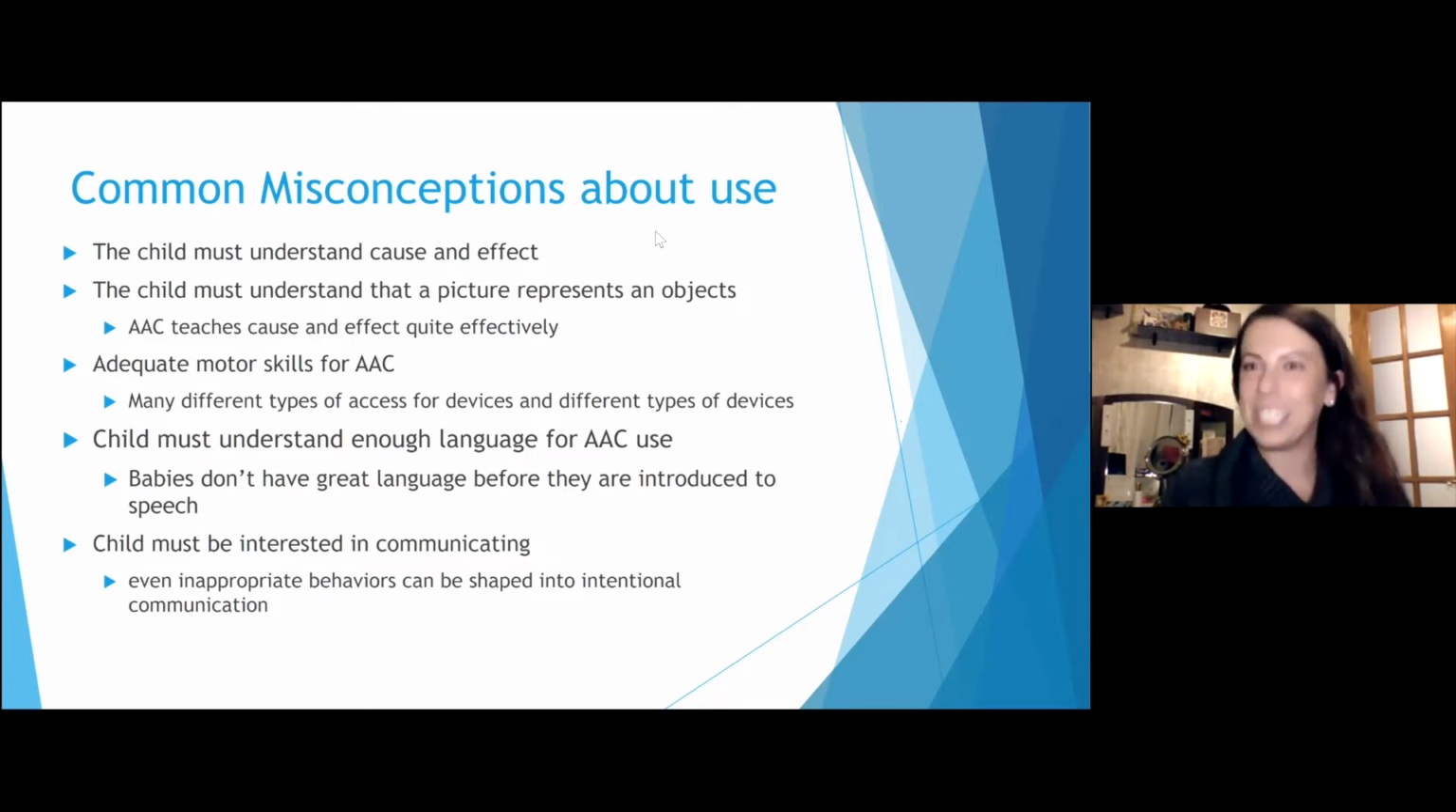We then had to teach that that's not always what we're getting, but it was really interesting to watch that cause and effect really click and start working for him. A child must understand that a picture represents an object. That is not the case.